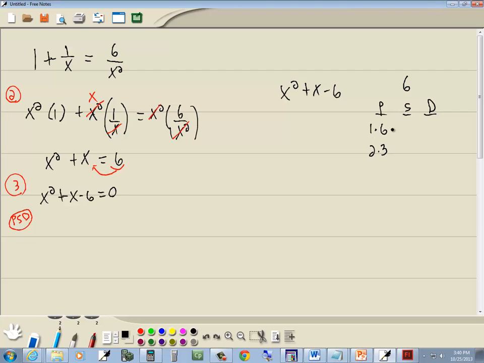The S stands for sum. We add these numbers together. 1 plus 6 is 7, 2 plus 3 is 5. D stands for difference. We subtract smaller from larger. 6 minus 1 is 5, 3 minus 2 is 1. The number we're looking for is a number for our middle term, which is a positive 1, which is right here, which means we'll use 2 and 3.